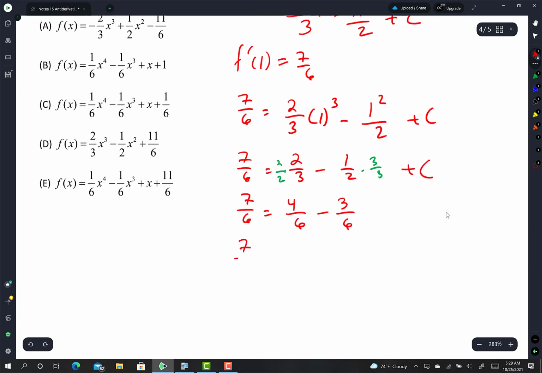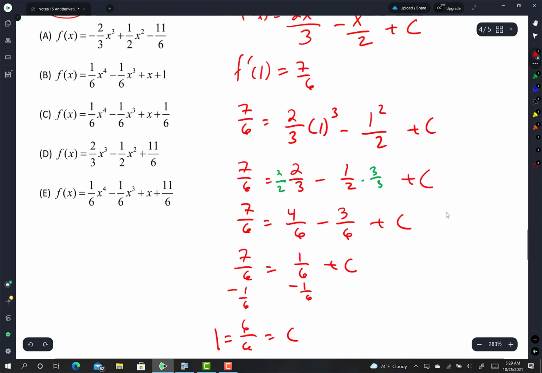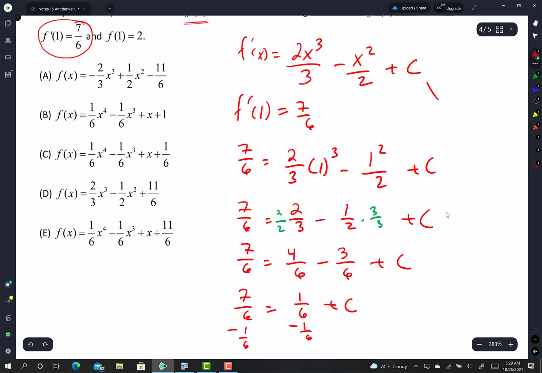And then 7/6 equals 4/6 minus 3/6, which is 1/6, plus c. So I'm just going to subtract the 1/6. 7 minus 1 is 6, and 6 over 6 is 1. So c is 1. Now that I know that, I'm going to plug it back in right here, guys.